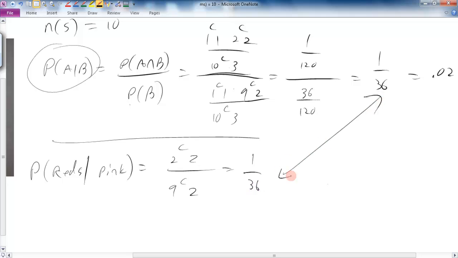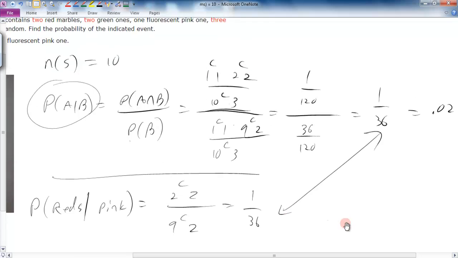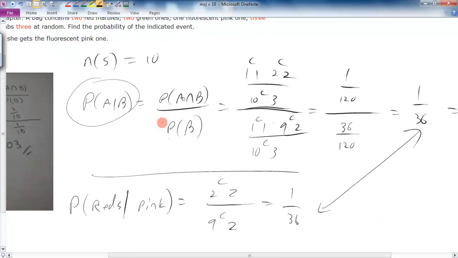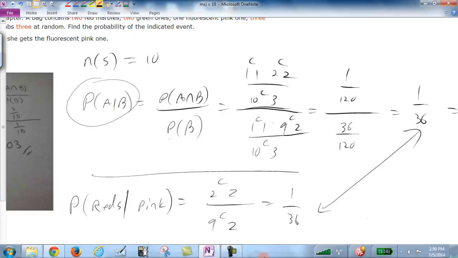So the idea here is sometimes in this formula it's easier to count what you were trying to count. Sometimes it's easier to count the given probability, the conditional part, and you just have to decide which one's easier. Hope that helps.